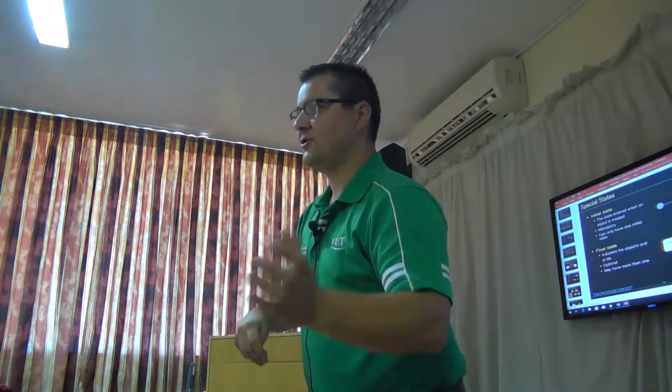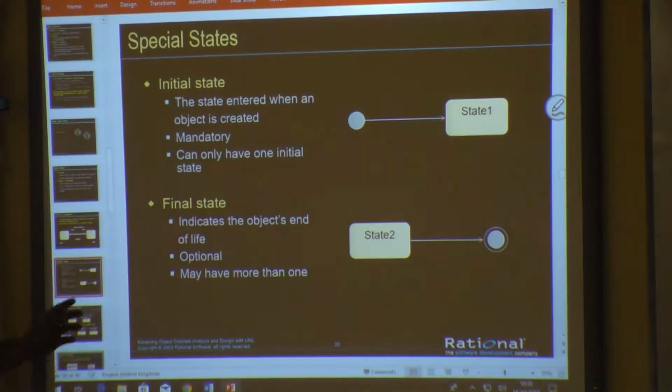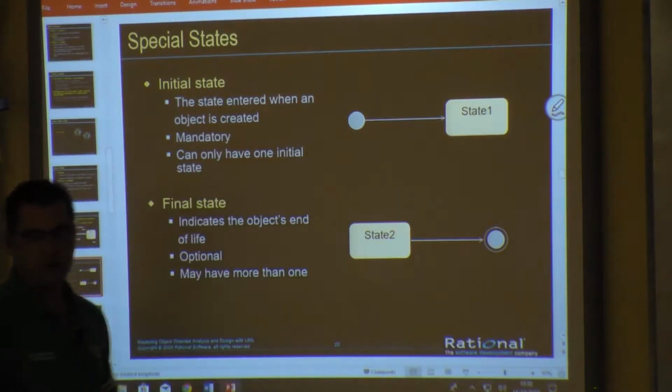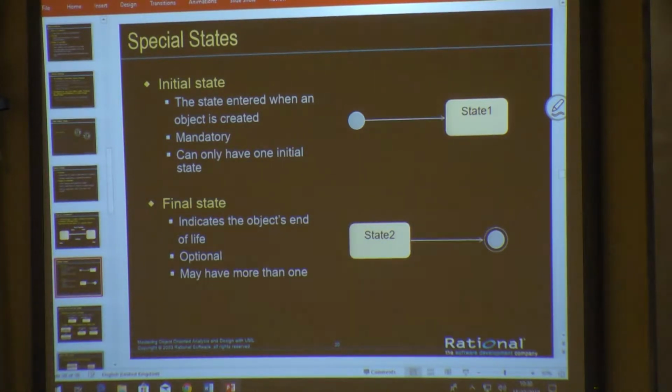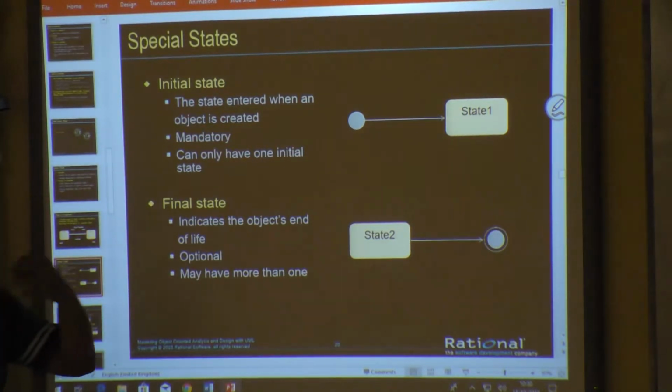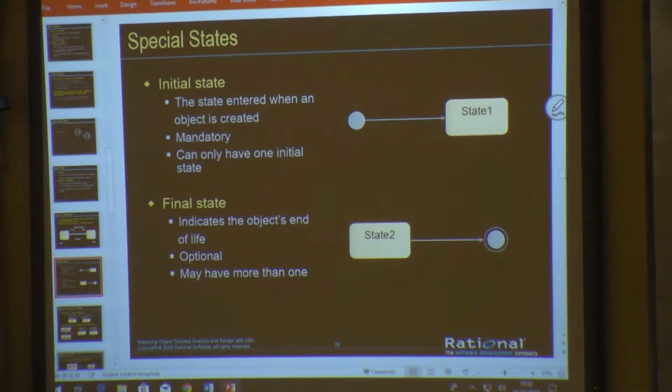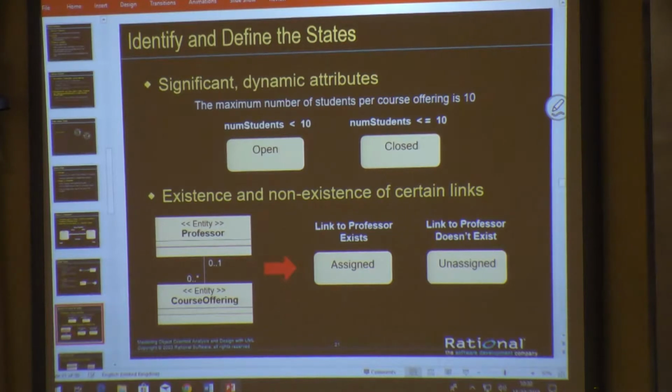So you can transition throughout the system, and ultimately at the end of this, you can be at a final state where you've reached the end of that state. Okay. So there's quickly a section where we can see the significant or dynamic attributes.